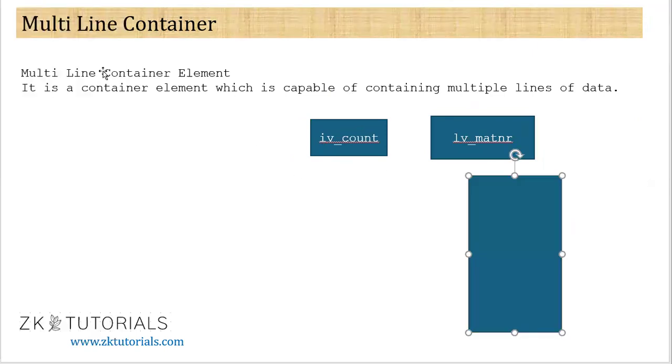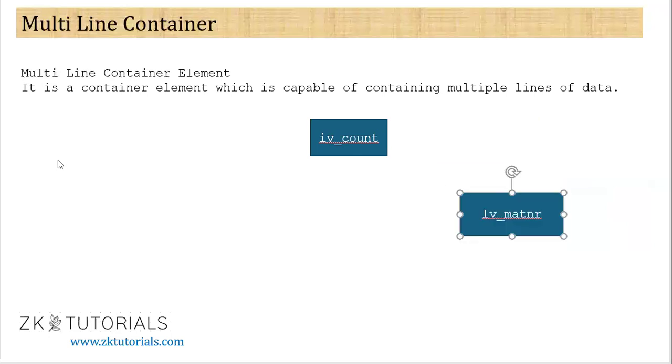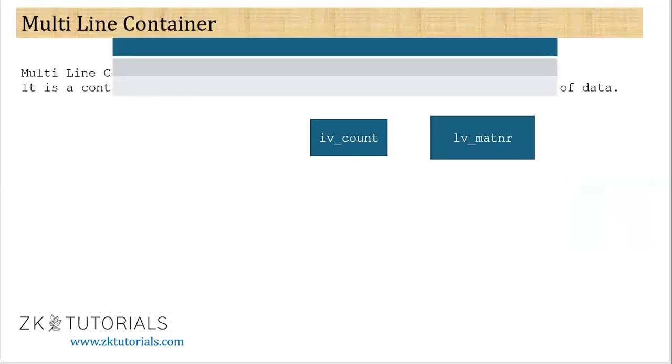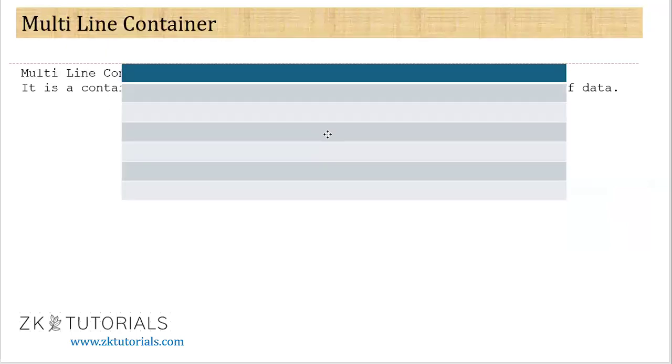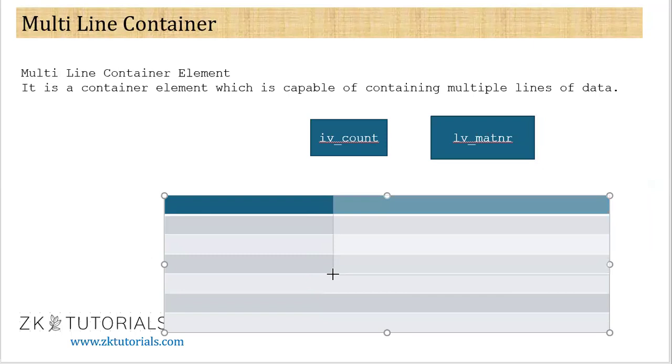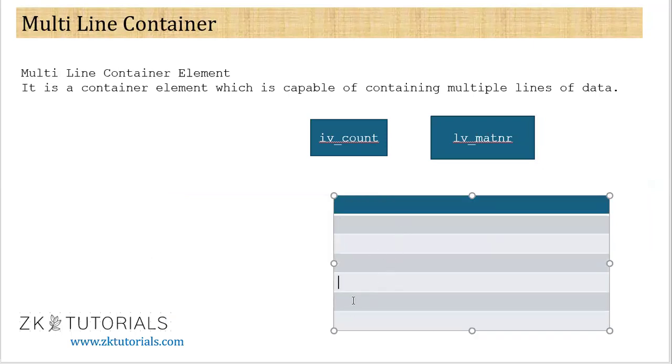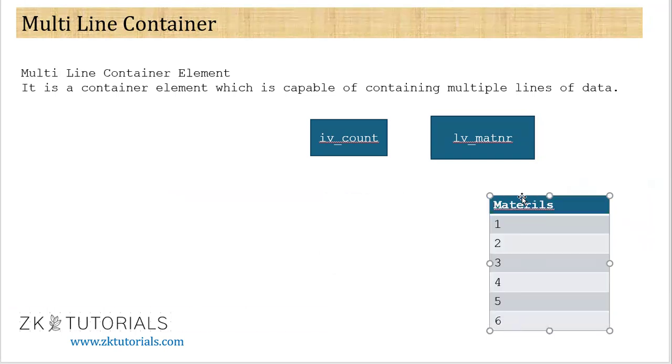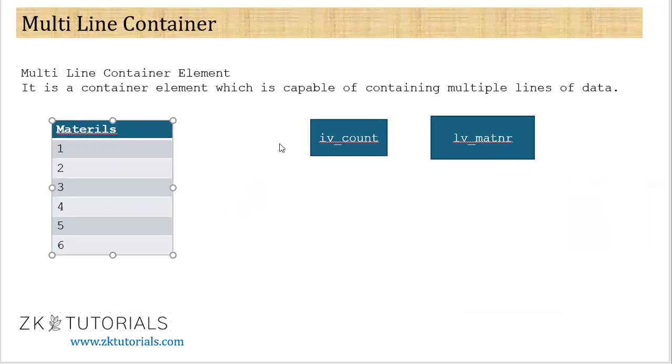The simple thing we can do is create a table. You can see the rows: 1, 2, 3, 4, 5, 6. It means we have 6 records. Let's say we have these materials, or the sales order. We have 6 materials, and one by one, I have to send these materials to my workflow.